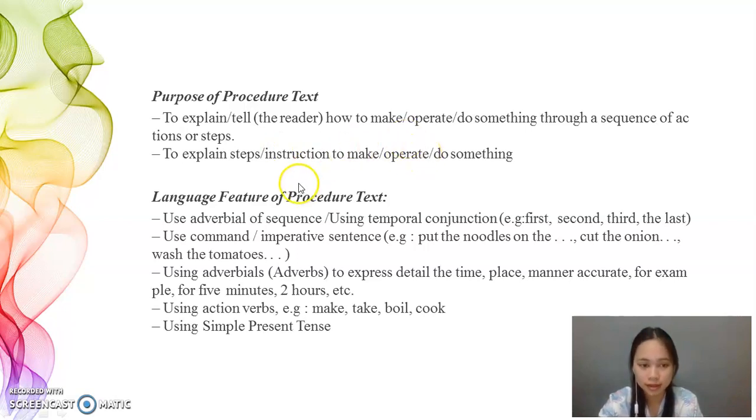And the fourth point is the language features of procedure text. Use adverbials of sequence or temporal conjunctions, for example, first, second, third, and the last. Use command or imperative sentences, for example, put the noodles on the plate, cut the onion, or wash the tomatoes.